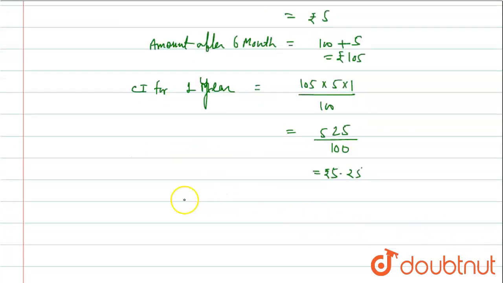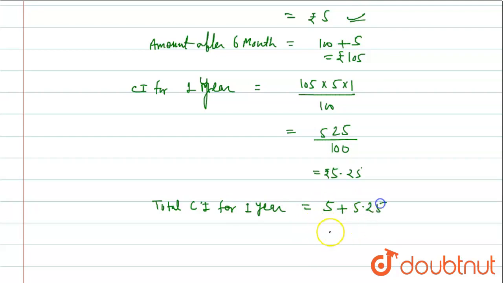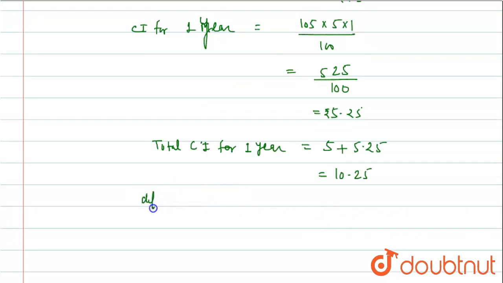Now total compound interest for 1 year: the first 6 months will be equal to 5 rupees and the next 6 months will be equal to 5.25 rupees. So this will be equal to 10.25. Now the difference between compound interest and simple interest for 1 year will be equal to 10.25 minus 10. Simple interest is equal to 10. So this is 0.25 rupees.